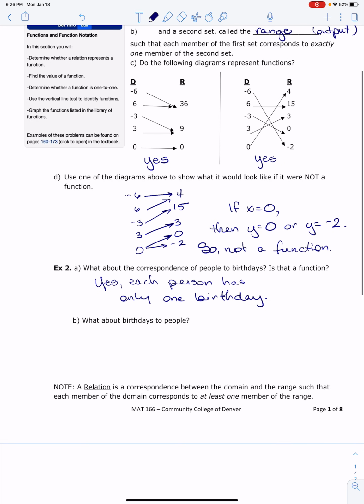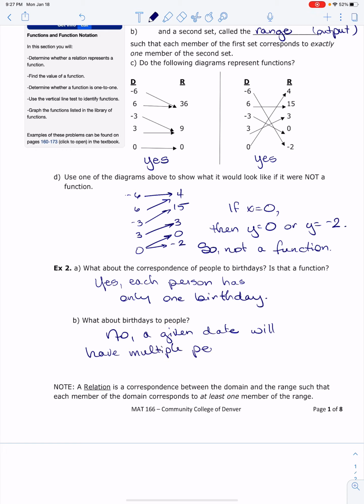What about if we go the other way? What about birthdays to people? And that one's going to be a no. That is not a function because a given date will have multiple people with that birthday. So it's all how you think about it.